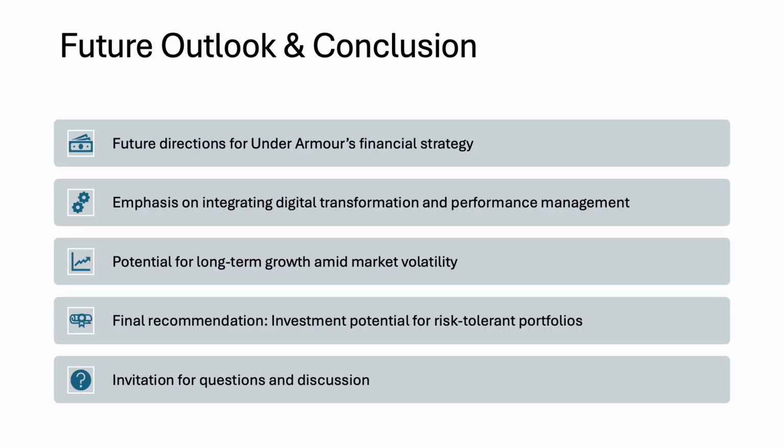Future outlook and conclusion. Future directions for Under Armour's financial strategy emphasize integrating digital transformation and performance management, with potential for long-term growth amid market volatility. Final recommendation: investment potential for risk-tolerant portfolios. Under Armour plans to focus on digital transformation and performance management as part of its financial strategy. Despite market volatility, there's potential for long-term growth. The stock may be a good fit for investors comfortable with some risk.